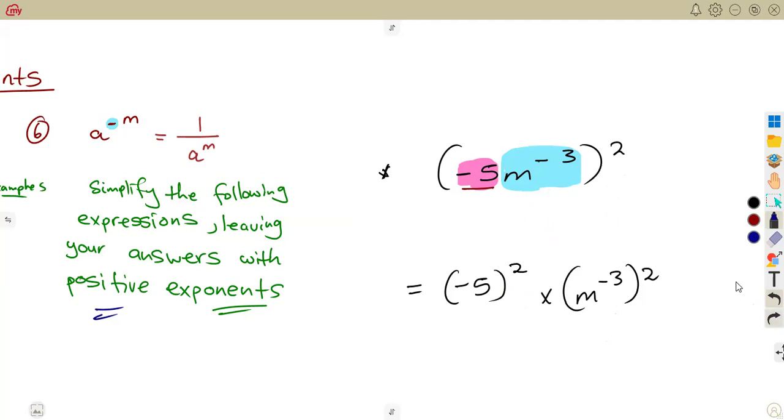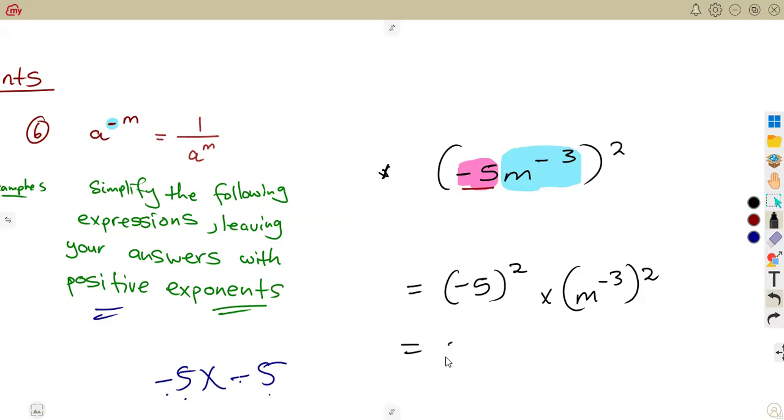This is where we are. Be very careful. Very, very careful. So -5 to the exponent of 2 means -5 times -5. Minus times minus is a positive. 5 times 5 is 25.